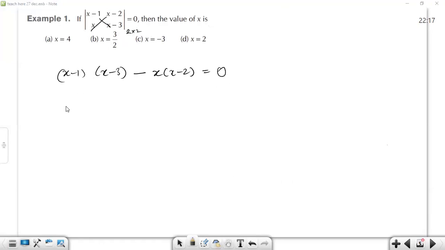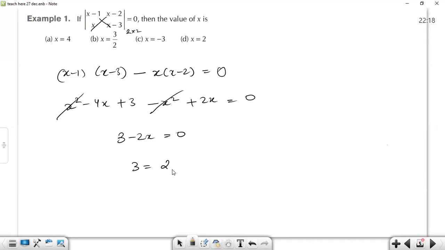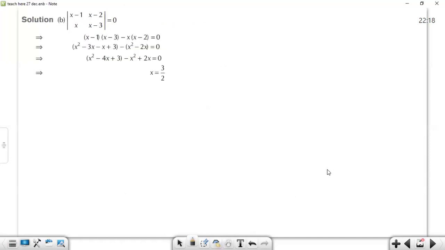Let's now solve for it. x square minus 4x plus 3 minus x square plus 2x equals 0. x square and minus x square cancel each other. 3 minus 2x equals 0. 3 equals 2x. 3 by 2 equals x. Option B is the correct answer. Any doubts, anyone? No, sir. No doubts? Simply a cross multiplication, then subtraction, basic algebraic solution. Okay.